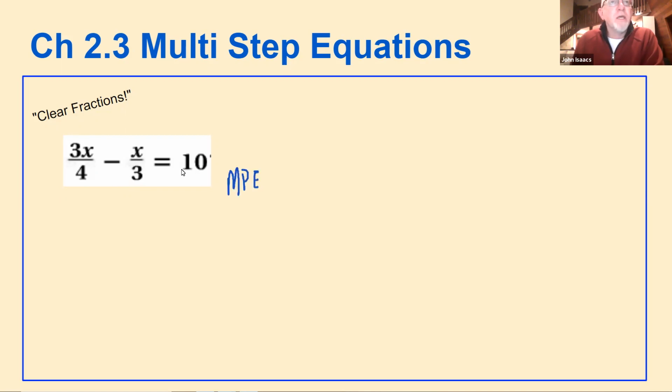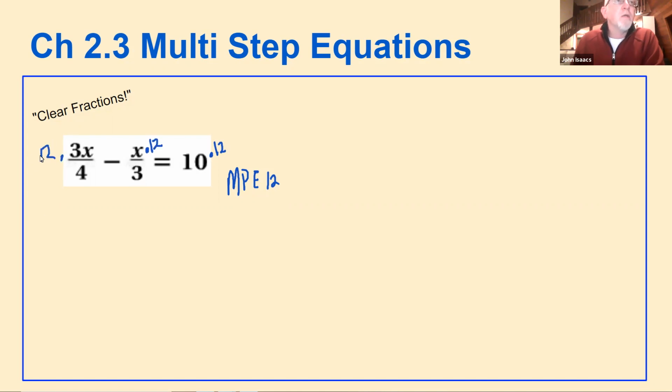So in this case, 3 and 4 don't have a whole lot in common. There's no reason to bother to deal with the lowest common denominator, but we'll just multiply the whole equation by 12. So multiplication property of equality with 12. That means we're going to multiply the 10 by 12, and we're also going to multiply both of these terms by 12. We have to make sure we multiply both pieces.